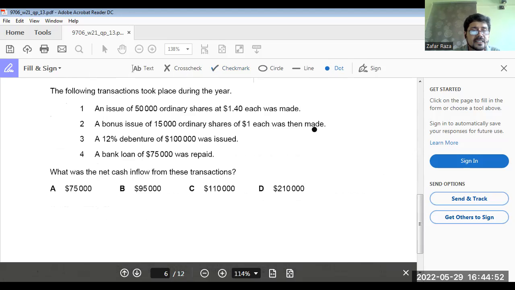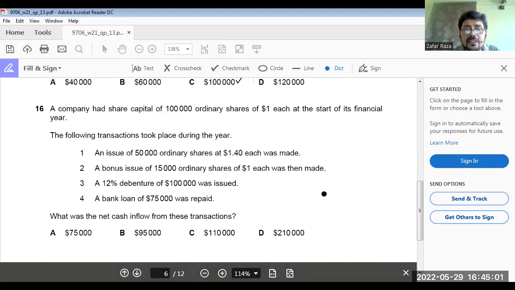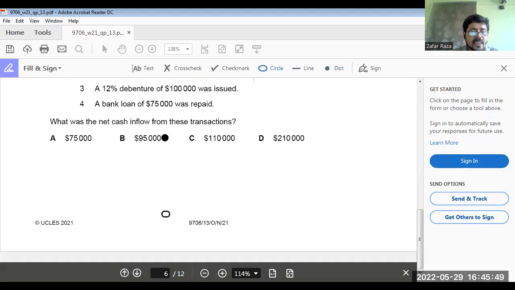Now, 16 is here. A company had share capital of 100,000 ordinary shares of $1 each at the start of the financial year. The following transactions took place during the year. Issue 50,000 shares at 1.4, 15,000 bonus shares, 12% debentures of 100,000, bank loan of 75,000. In this case, what will happen? We have to take out the net cash flow. Net cash flow means inflow minus outflow of cash. When we receive 50,000 ordinary shares at the rate of 1.4, we will get 70,000. In bonus issue, we don't get anything. Debentures, we get 100,000. And 75,000 we paid as bank loan. So 95,000 was the cash. Net cash flow is 95,000. Getting my point here? Okay. Question 16. This is the end. Move to question 17.